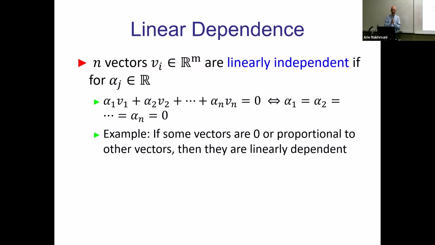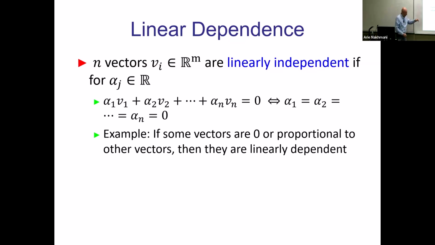We are saying if you have any non-trivial solution to that thing, then it is dependent. So if you can find any coefficients where not all of the alpha are 0 for that system of equations, then the vectors are dependent.